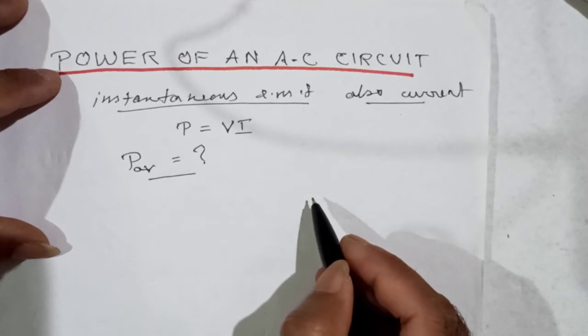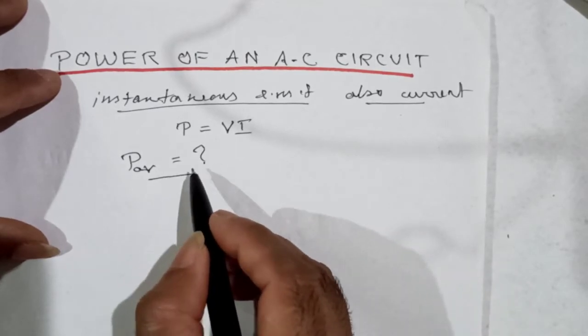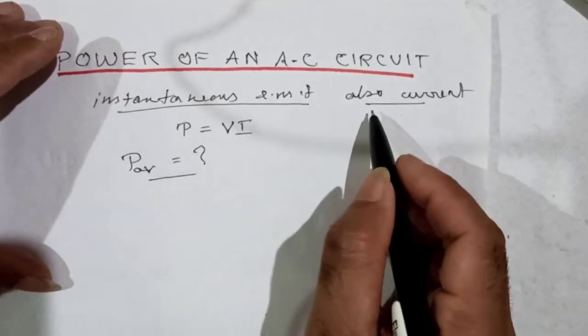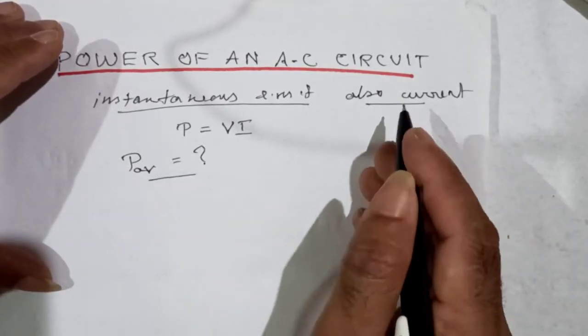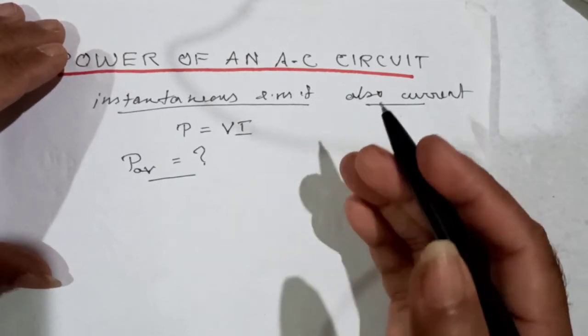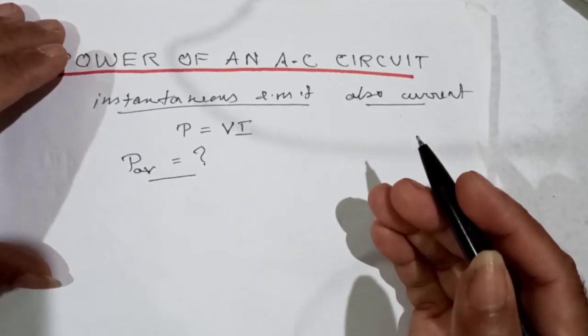In order to find this out, first we have to multiply the instantaneous EMF with the instantaneous current. Then we will integrate the work done, or the electrical energy consumed.